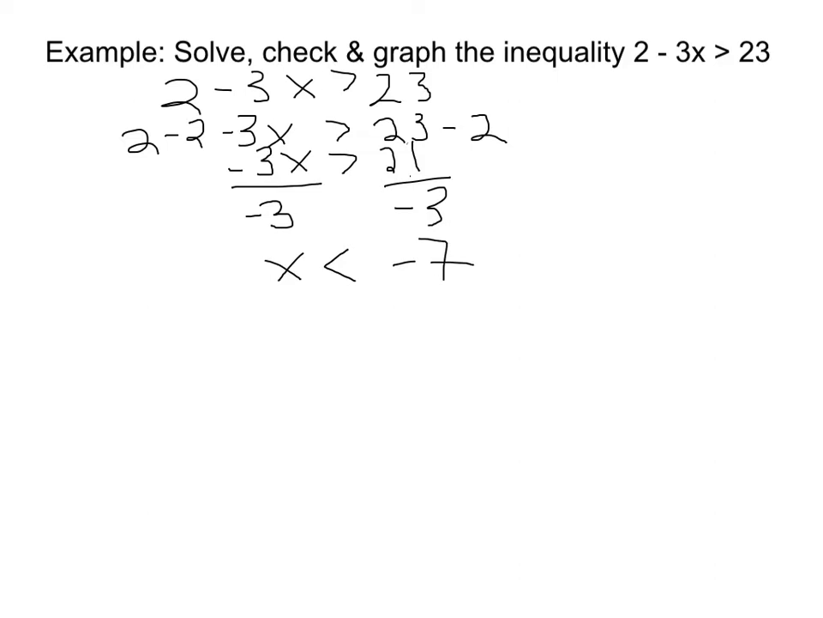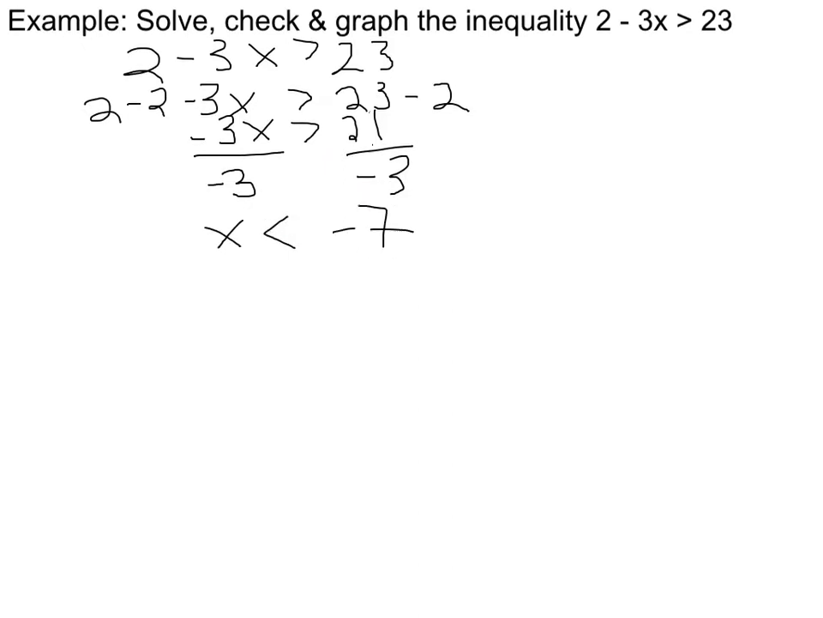Once again, because I divided both sides of my inequality by the negative 3, because I was multiplying or dividing by that negative number, I had to make sure that I reversed the direction of the inequality. So instead of being greater than negative 7, I see less than negative 7. So now I'm going to check.